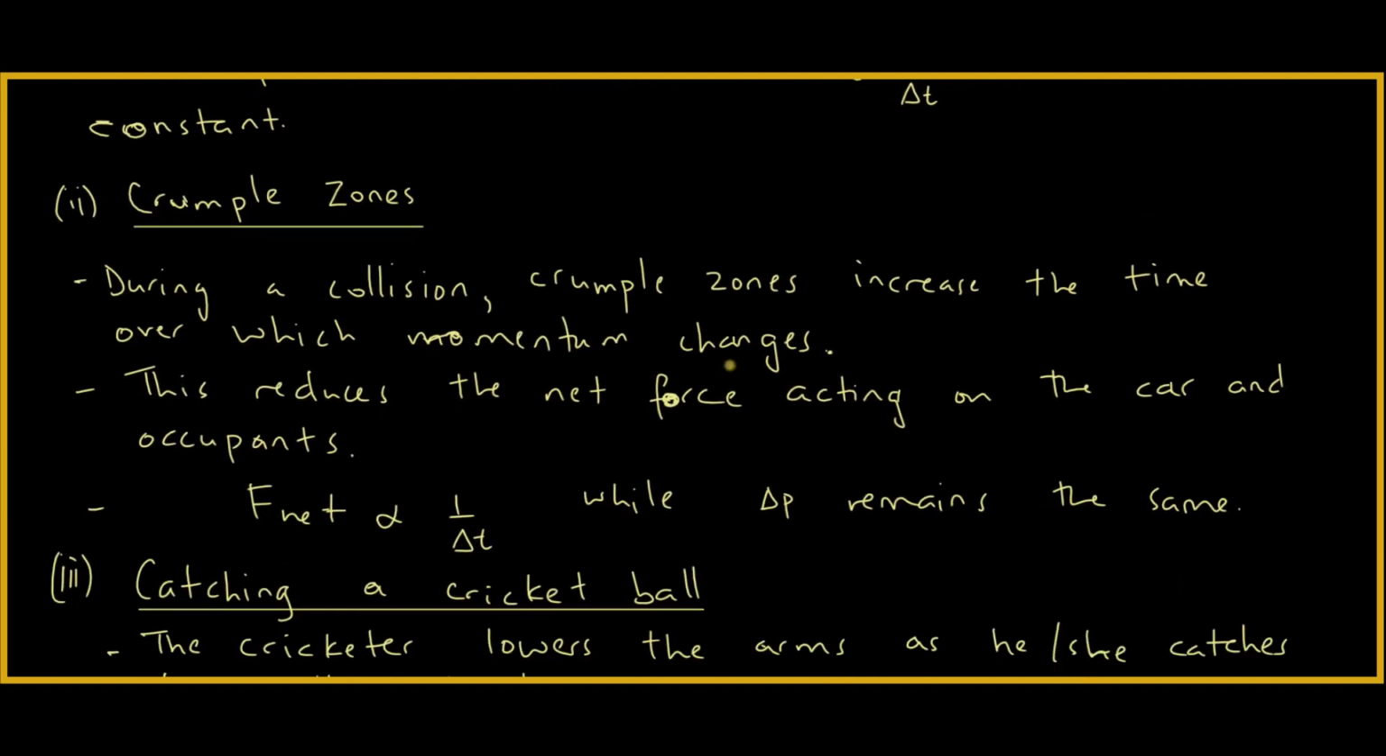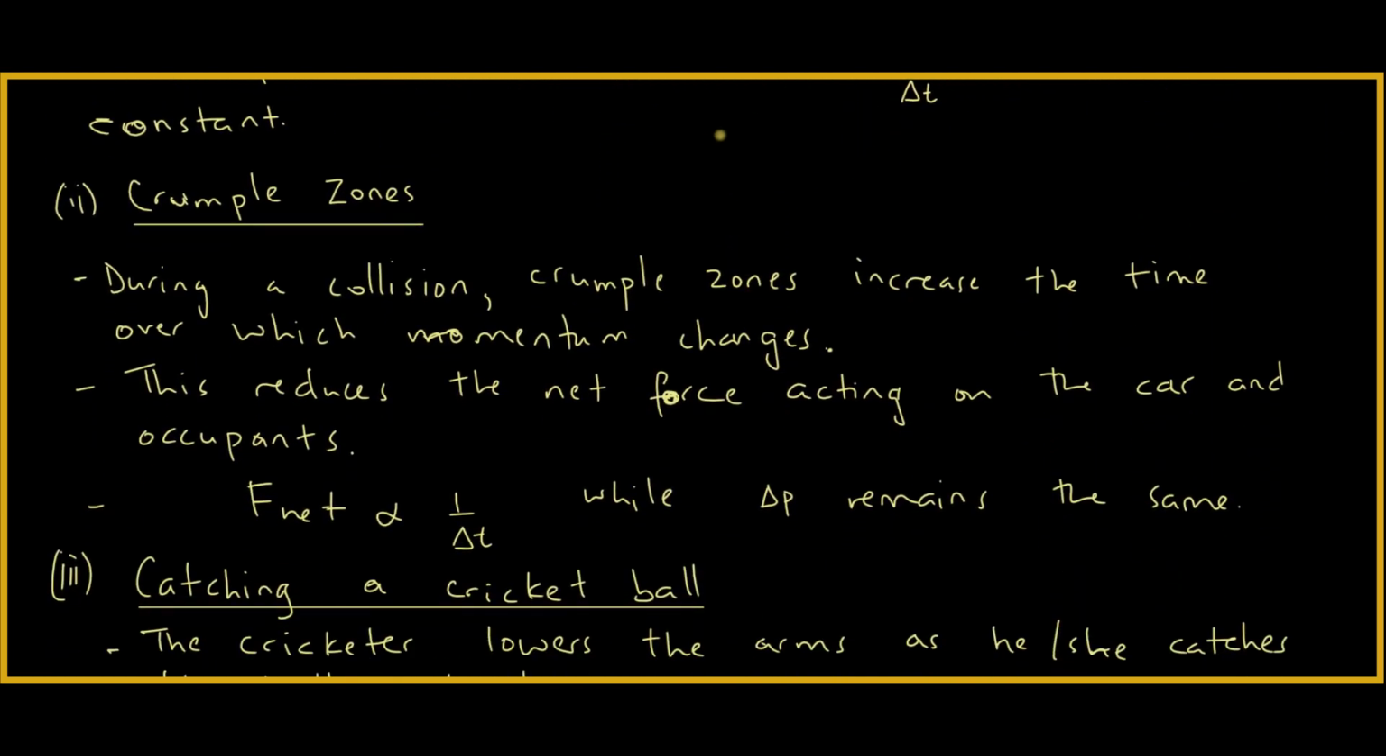Right, we also have what are called crumple zones. A crumple zone is that front part of the car or the rear part of the car which is designed to crumple during a collision. Each and every one of these modern cars has what are called crumple zones. The front part and the back part of the car are called crumple zones. They are designed to crumple during a collision.